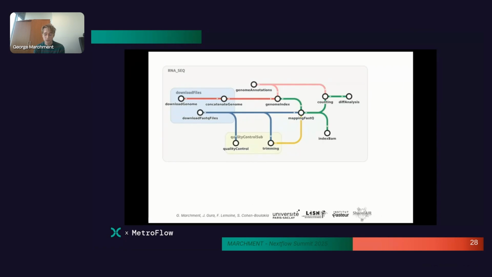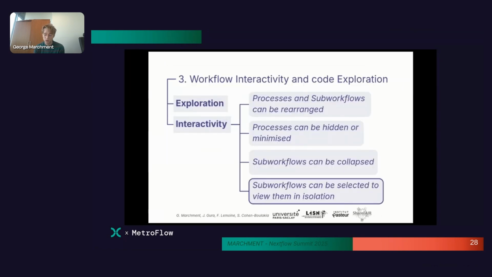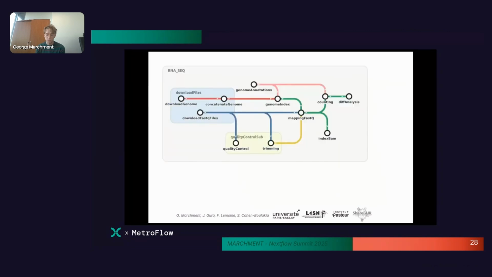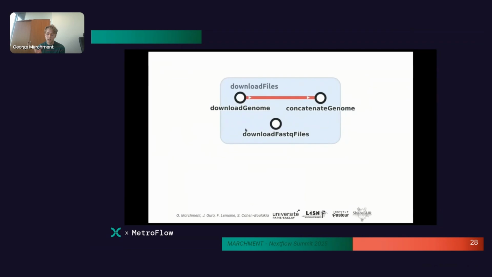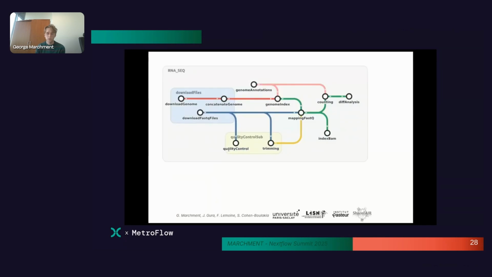And finally, the last functionality is the ability to focus on a subworkflow by viewing it in total isolation of the rest of the workflow. Here I'm going to select the download files subworkflow to view it in isolation. By doing this, I only see the processes and the other subworkflows which compose it. So this allows us to fully explore even the most complex of workflows.